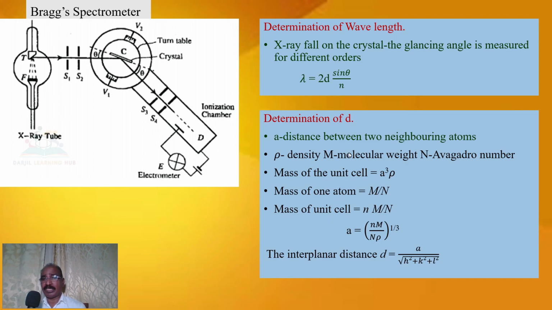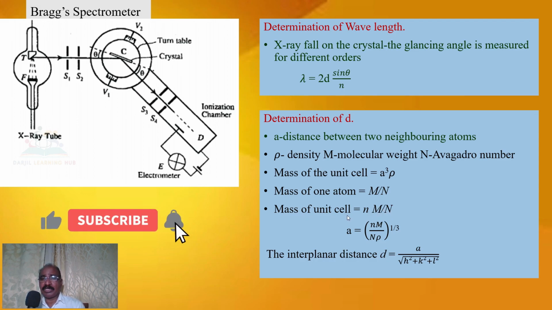How can we find out the mass of the unit cell? I am going to calculate the mass of the unit cell of the crystal in two ways. One is that the mass of one atom is determined here. In M kilogram of the substance, we have capital N atoms, the Avogadro number. So N atoms will have the molecular weight capital M. Therefore, the mass of one atom will be equal to M by N. If in a unit cell you have small n atoms, then the mass of the unit cell will be equal to n into M by N, because M by N is the mass of one atom and n is the number of atoms in the unit cell.